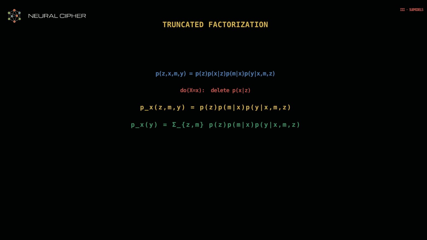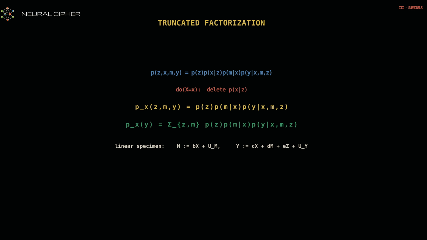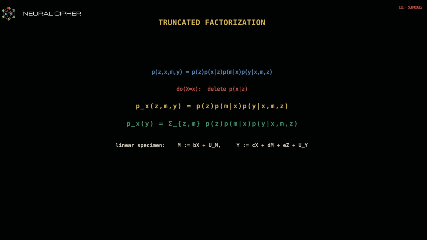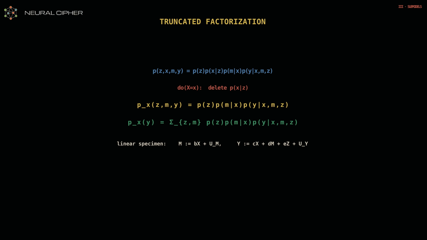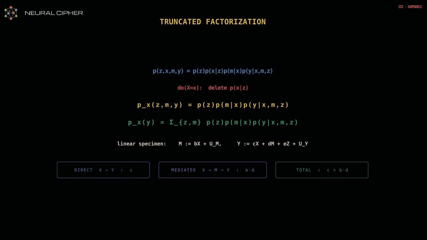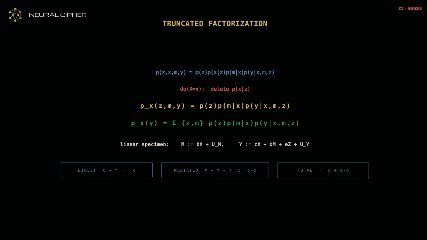Summing out Z and M yields P of Y under do X. In the linear specialization, M := Bx + U_M, and Y := Cx + Dm + Ez + U_Y. The total causal slope from X to Y is C plus BD, one direct path and one mediated path.